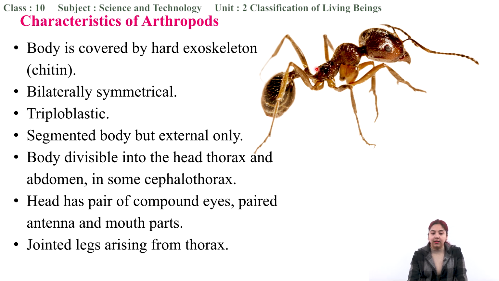As you can see here, they have these long jointed legs, and you can see all of these legs come out from the thorax. They do not come out from the abdomen or the head. All these three pairs of legs arise from the thorax, and they are jointed legs. You can see there's one joint, and another joint present. So jointed legs arising from the thorax is another characteristic of arthropods.